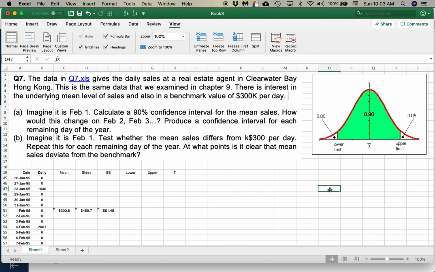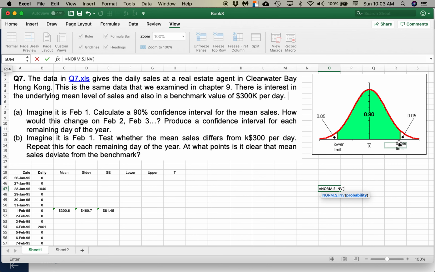NORM.S.INV. So I would put in equals NORM.S.INV, and all you have to put in is the probability. Now, don't be tempted to put in 90% here, because you have to understand how the formula was designed. It was designed to calculate the area under the normal curve all the way from negative infinity to your far left up to and including some number.